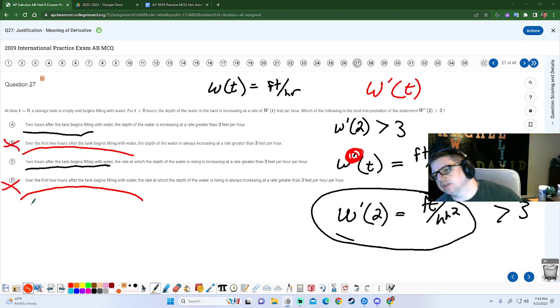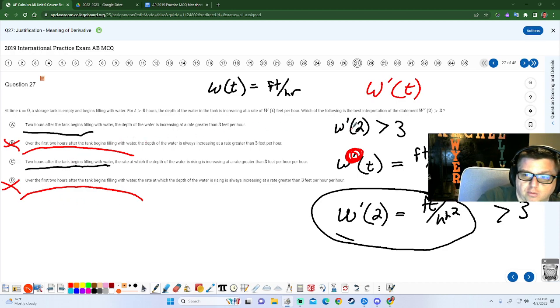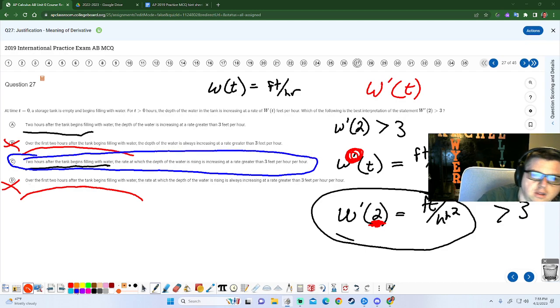Over 2 hours means we're looking at an average rate. No, at 2 hours after the tank is being filled with water. So at the end of 2 hours, we're looking at this instantaneous rate of change. And what this instantaneous rate of change is telling us is that we are going to be greater than a rate of 3 feet per hour, which then gets us to letter C.